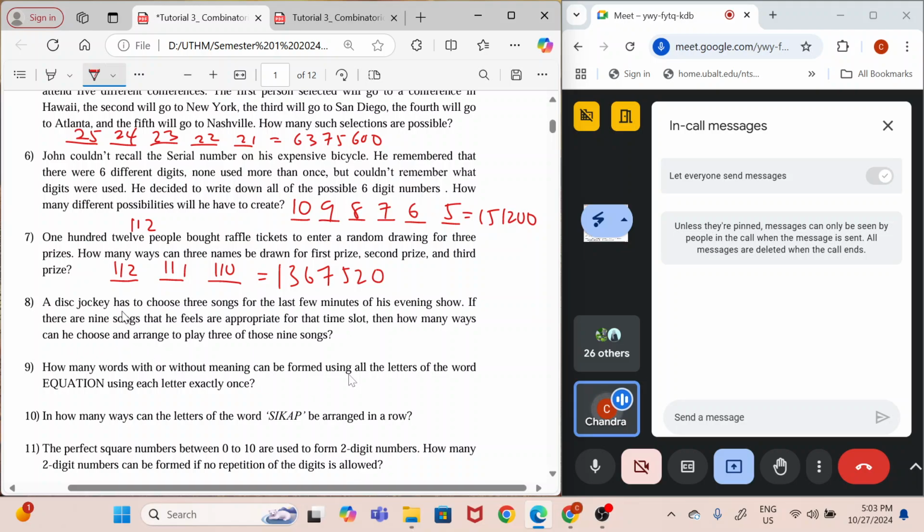this jockey has to choose 3 songs for the last few minutes. If there are 9 songs, so out of 9 you have to choose 3. We have to choose 3 out of 9, 504.